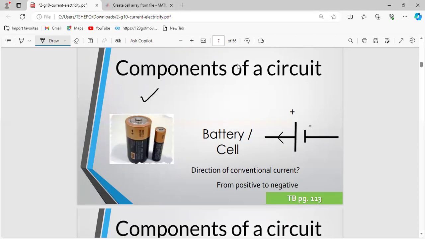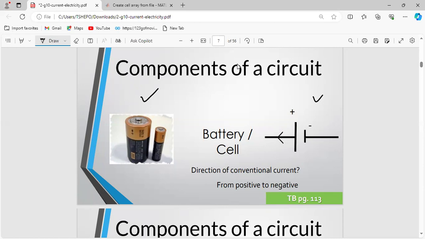We know how a battery or cell actually looks. And then here we have a diagram that we use to represent a battery or a cell when we draw a circuit. On a circuit diagram, this is what I would expect you to draw. Don't draw me a complete battery when I say draw me a circuit that has a battery or a cell. This is what I expect you to draw when you draw a battery.